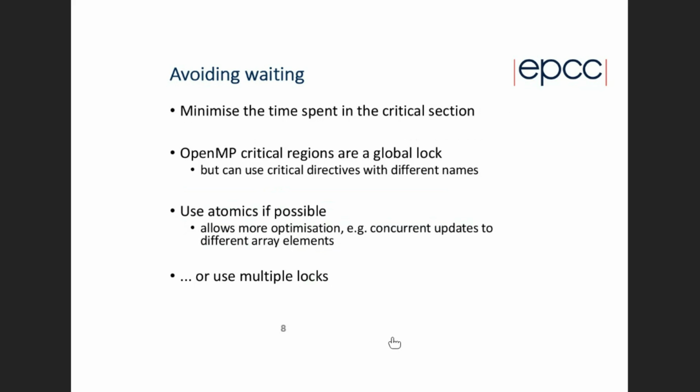So what can you do about that? Well, you can try to minimize the time that's inside the critical section. That's possibly helpful. So we're trying to cut down the code that's inside the critical section to the absolute minimum required. The OpenMP critical regions are a global lock, but it is possible to use critical directives with different names to protect different bits of code if you want to. Use atomics if possible, so that definitely allows more optimization. And so the example that we saw was the ability to do concurrent updates to different array elements, for example, or potentially multiple locks if atomics are not applicable.